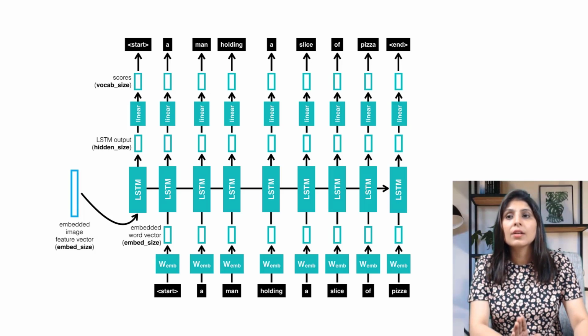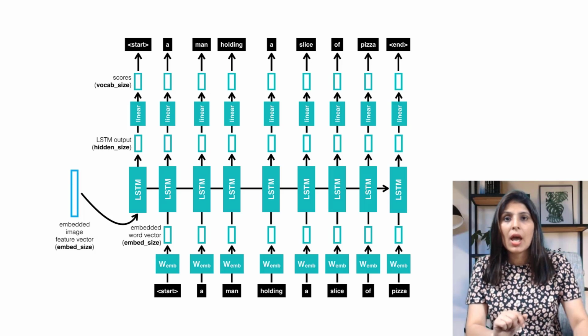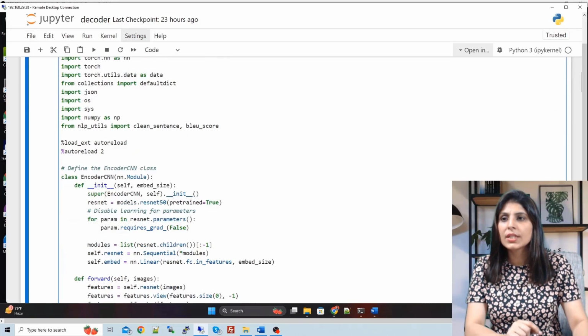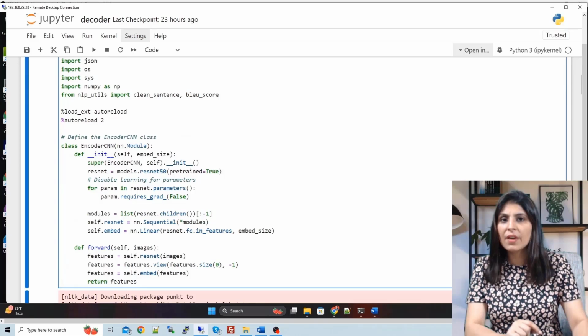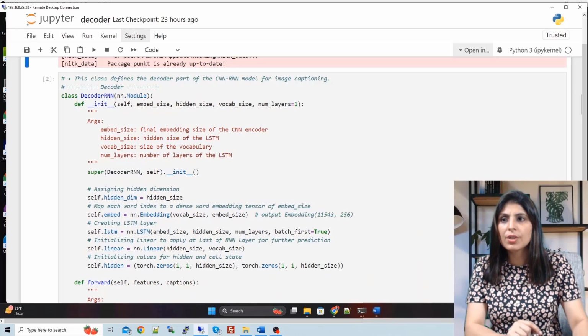This RNN decoder is trained to predict the next word in the sequence given the previous words, as shown in this image. Every vertical layer in this picture is trying to predict the next word, and this first layer will take the embedded image and predict the start, and then the man is predicted, and so on. First we are importing all the required modules, and this is the encoder class which I have explained to you. Now in the next cell we have written the code for the decoder class.